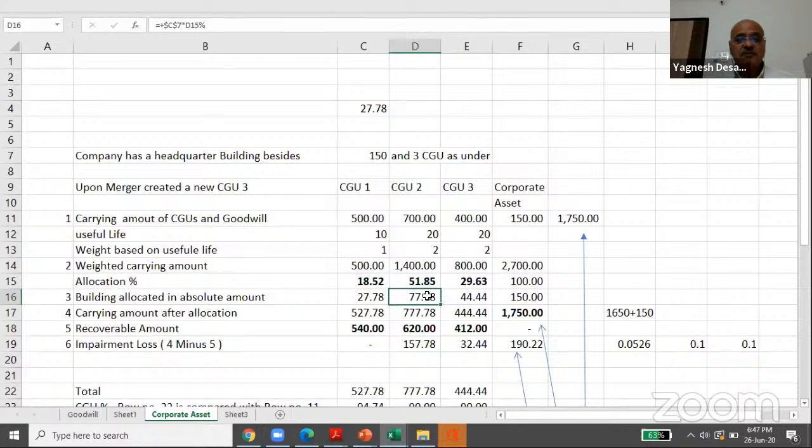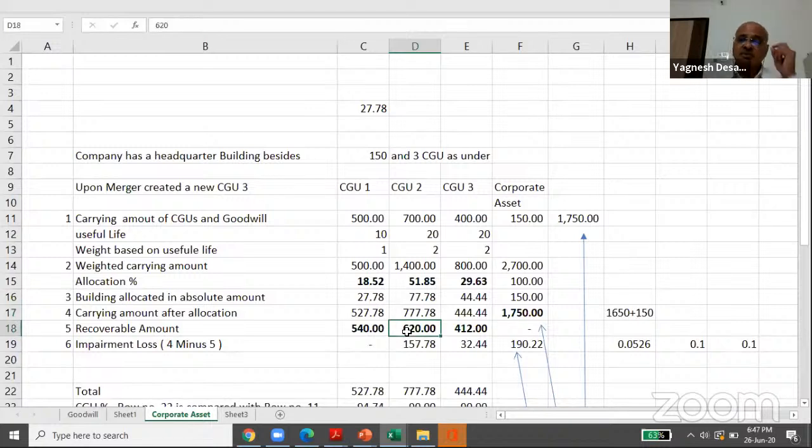This is 777 point. So my revised carrying value of CGU 1, 2, and 3 respectively is so much. This is my carrying amount. They made your life simple. This recoverable amount is more than the carrying value, so I don't need to do the impairment loss. This carrying value is more than whatever I can receive from sale of an asset or use.